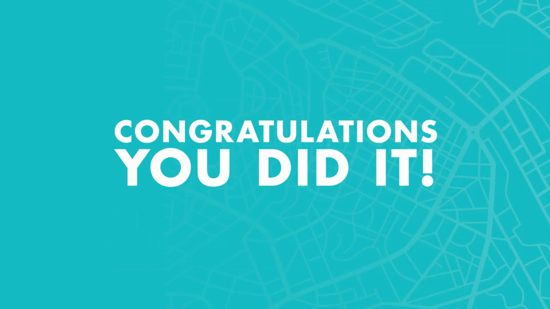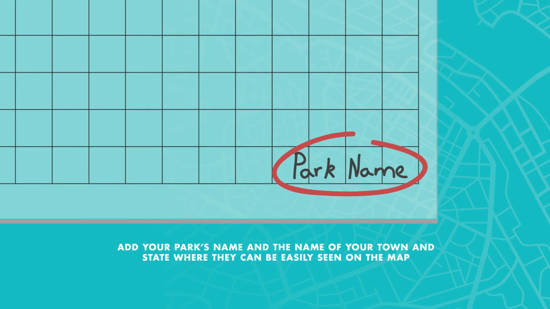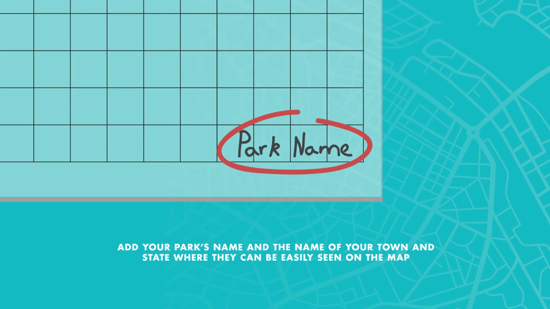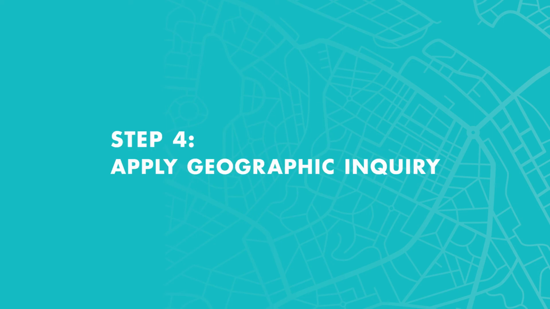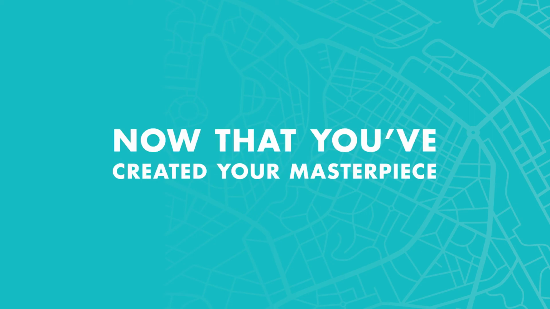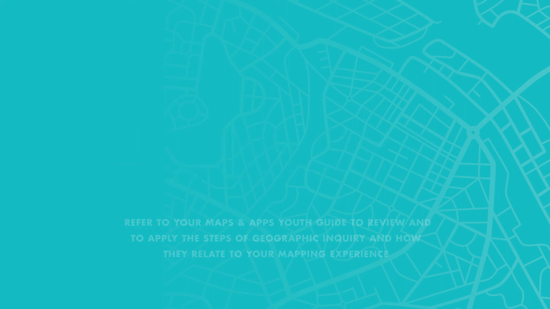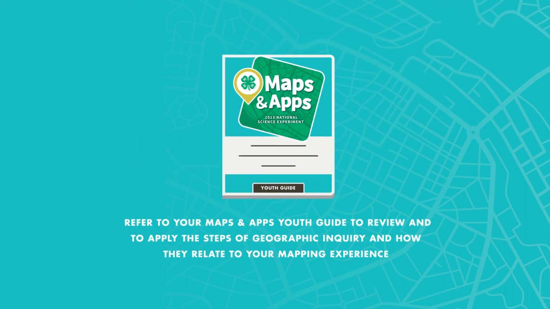Congratulations! You did it! Add your park's name and the name of your town and state where they can be easily seen on the map. Then, as a group, make one last pass to make sure all the features work together to create a clear picture of the park you designed. Step 4. Apply geographic inquiry. Now that you've created your masterpiece, refer to your Maps and Apps Youth Guide to review and apply the steps of geographic inquiry and how they relate to your mapping experience.